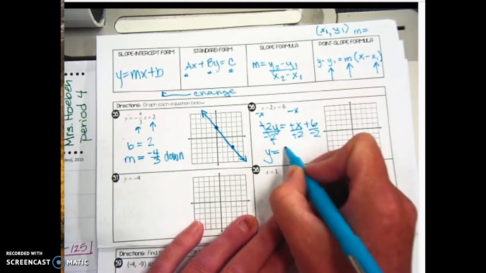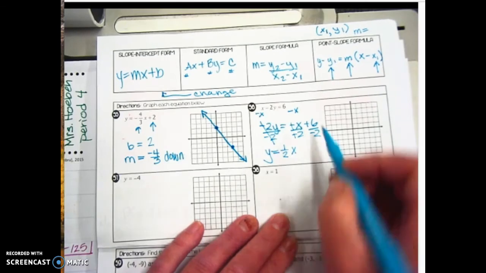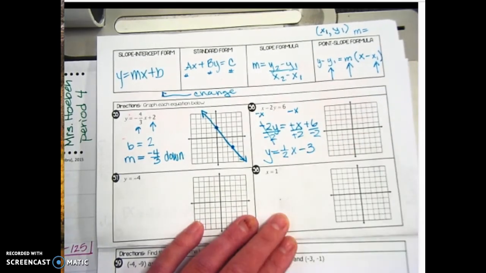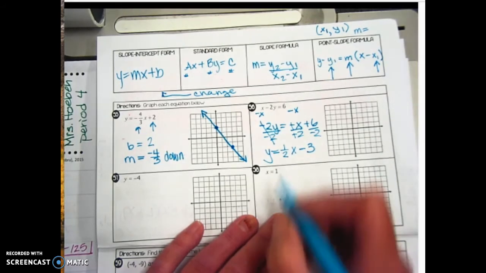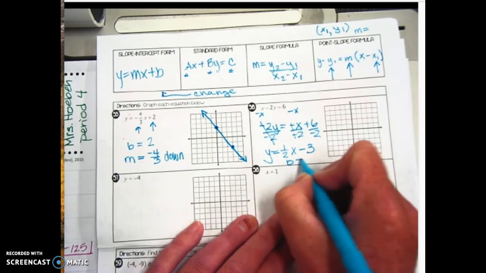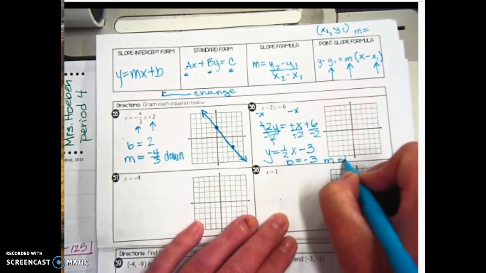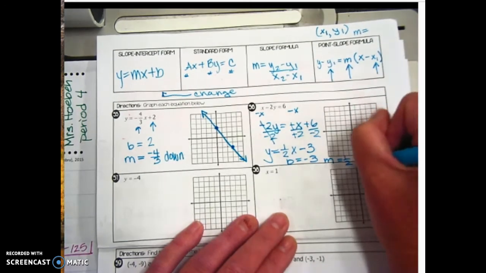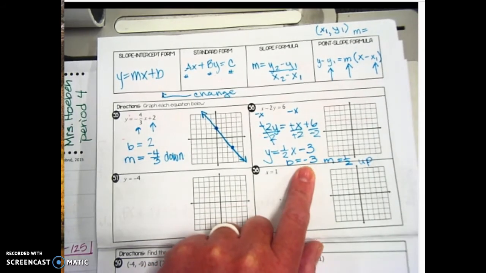I'm going to pull the fraction out in front, because that's my slope, 1/2 x. And then -2 goes into 6, -3 times. Now we're in slope-intercept form. So our b, our y-intercept, is at -3. Our slope is 1/2, and it's positive. So does it go up or down? This one's going to go up. So we need to start at -3 this time.